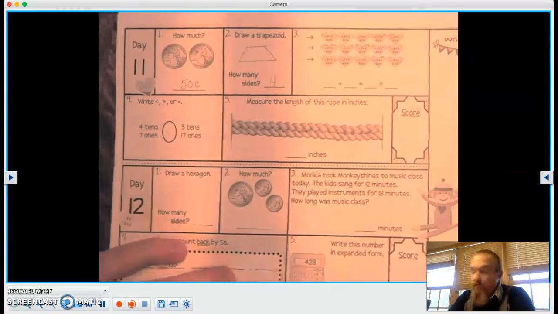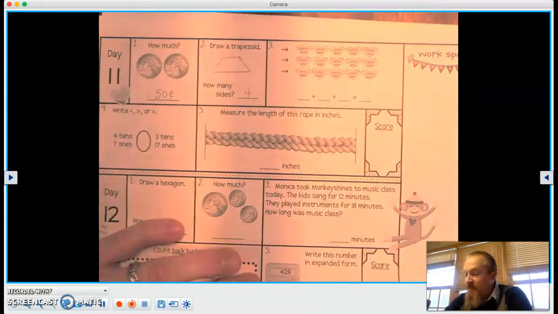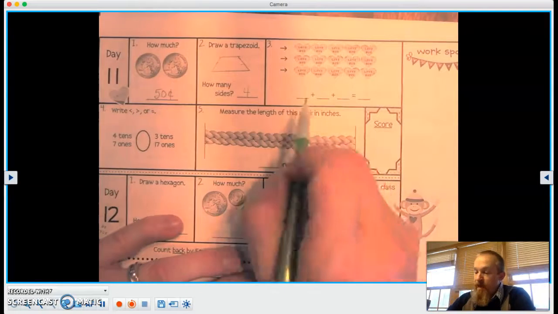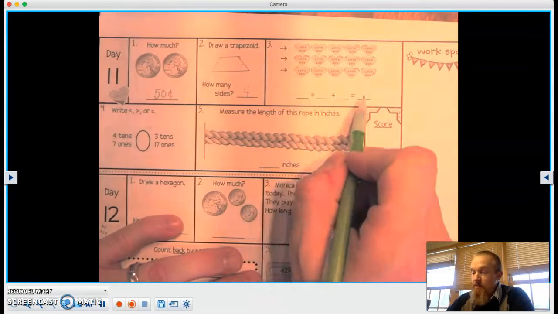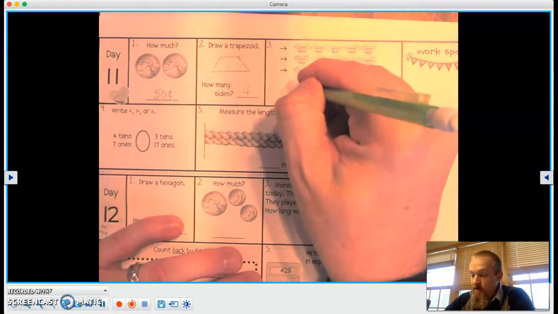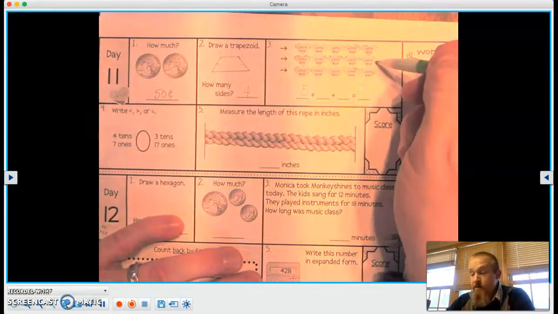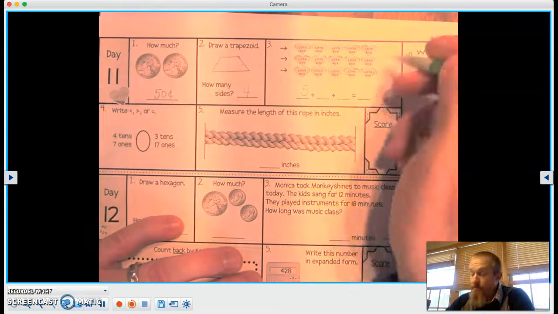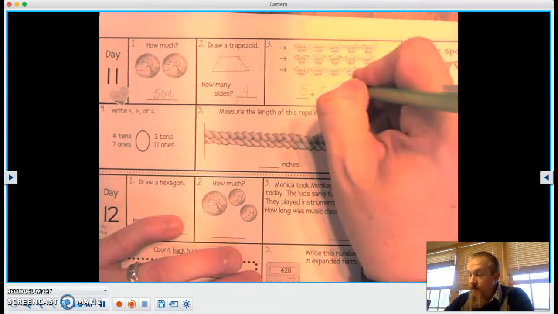Number 3. Aw. They say lovebug. So it says blank plus blank plus blank equals blank. Well, 1, 2, 3, 4, 5 plus 5 plus 5. 5, 10, 15.